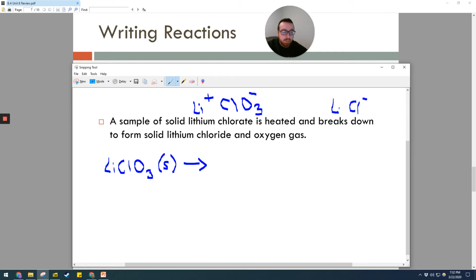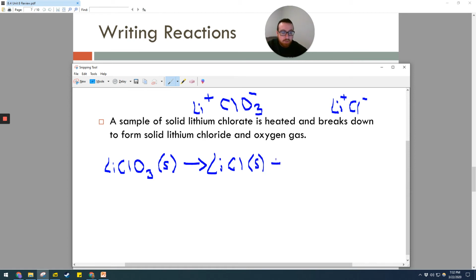So now we're mixing together lithium, which we already figured out was a +1, with chloride. Chloride's a -1, and so the combination of those things would give us LiCl. That's going to be a solid.